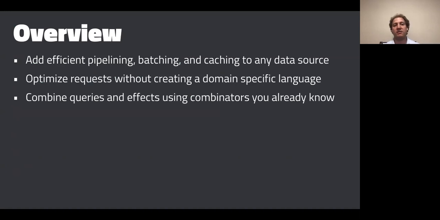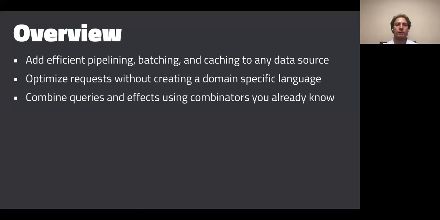So to summarize, ZIO Query lets you add efficient pipelining, batching, and caching to any data source. It's great if you want to optimize requests without creating a domain-specific language. You could imagine, for either simple or more complex examples, creating your own essentially DSL. There's a whole project, ZIO SQL, to let you write SQL queries in a type-safe way in Scala. And if all you're doing for a part of your program is SQL queries and you want to work and optimize on that level, that's fantastic.